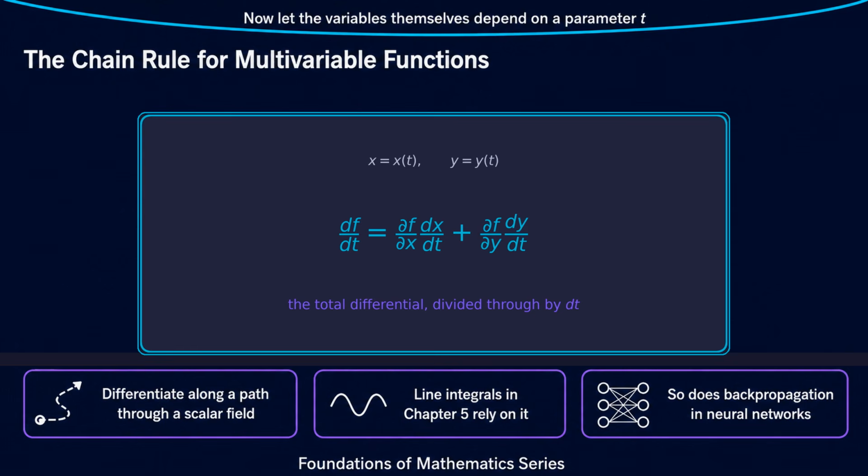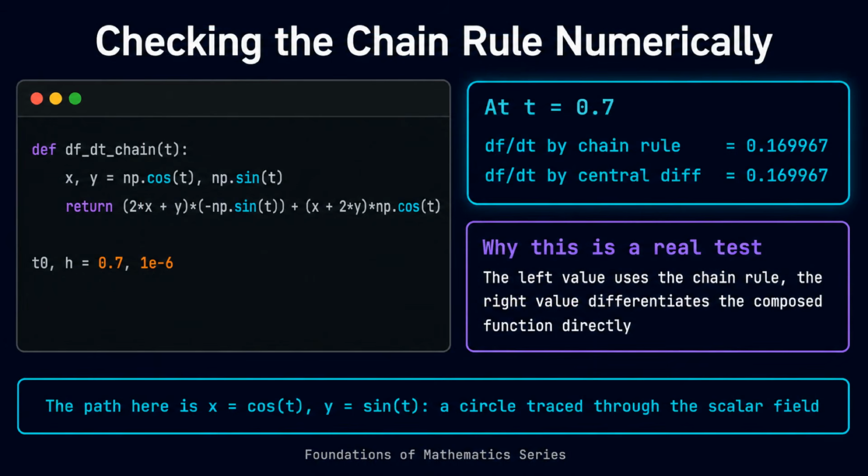Look at what it does. It converts a question about a multivariable function into a single ordinary derivative along a curve. This is the rule that lets you differentiate along a path through a scalar field, which is exactly what line integrals in Chapter 5 rely on, and it is also the rule that backpropagation in neural networks is built from. A rule this important deserves a test that could actually fail.